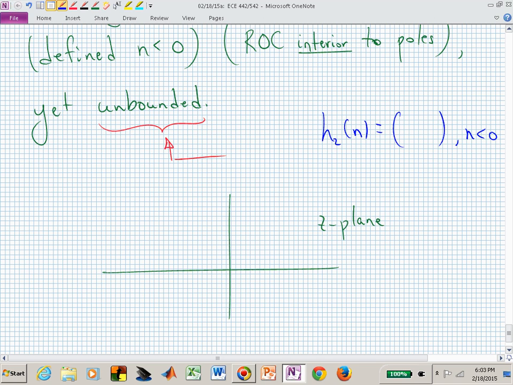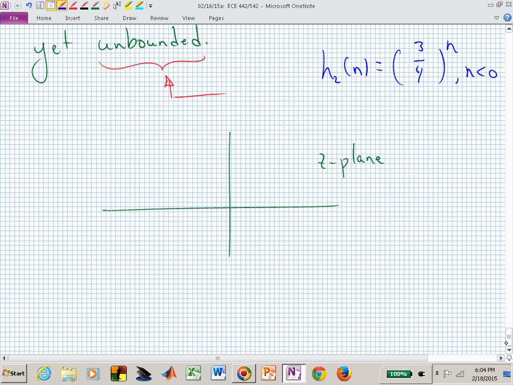And I'll even do this. What's inside the argument of that exponential? We now have non-causal, unbounded. Do you see the picture in the z-plane and what's in that argument of h sub 2 of n? Anything less than 1 will be fine, won't it? And to make it easy, we can make it real. We can make it 3/4. We could make it minus 3/4 if we wanted. We could make it minus 1/2. That's fine. It's going to go unbounded.